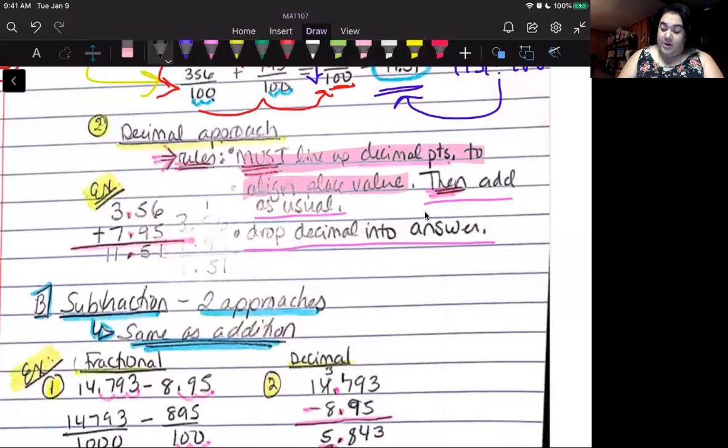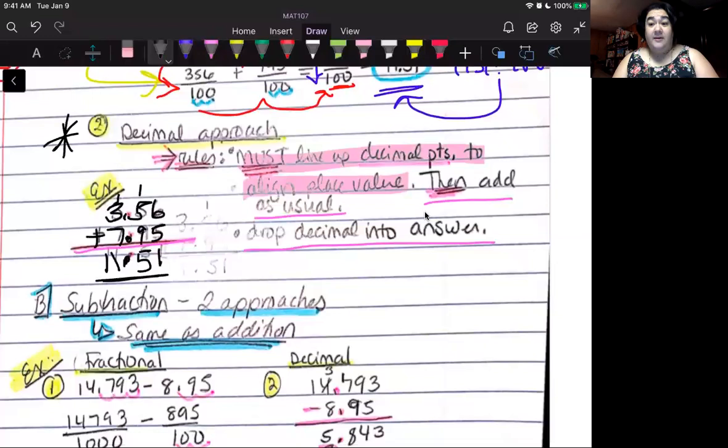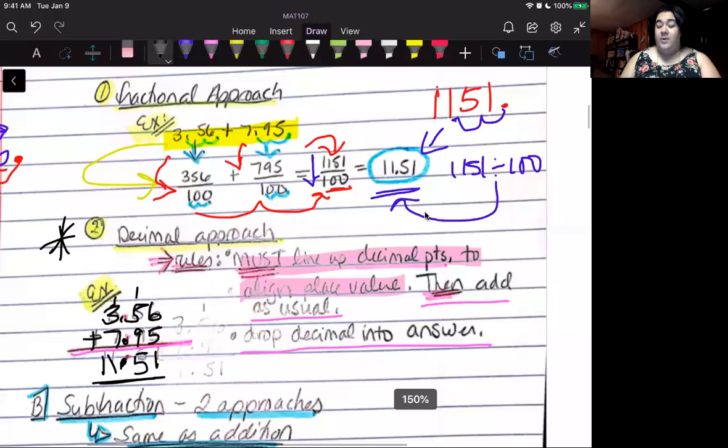We took 3.56. And we're adding to it 7.95. And we are adding as usual, starting from the ones, right? So we have our line here, and we're going to go 6 and 5 is 11. Carry the one, that makes that 1 and 5 is 6, 6 and 9 is 15. Carry the 1, 1 and 3 is 4, 4 and 7 is 11. And then because my decimal point is aligned, I drop it in the exact same place into my answer, and there's my answer, 11.51, okay? This obviously is the more efficient way of adding decimals, and hence the one that is most commonly used, but you should be aware of how to use the fractional approach as well.